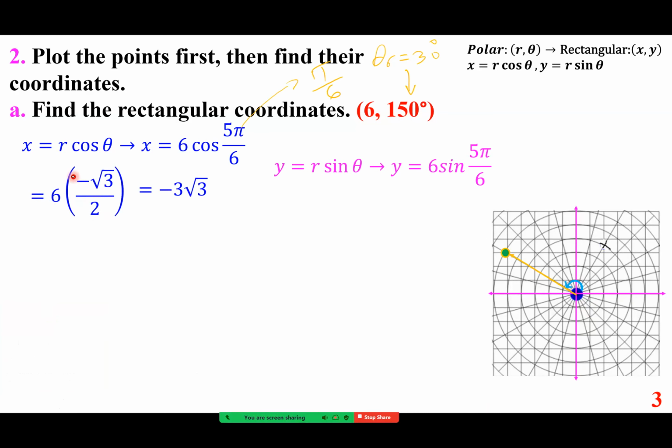Y equals r sine theta, and the same thing, the reference angle is pi over 6 or 30 degrees, which has a sine equal to 1/2 in the second quadrant. Sine is positive, so positive 1/2. Their product makes it positive 3. Therefore, this pair with polar coordinates can be written as negative 3 square root of 3 comma 3 in rectangular coordinate system.